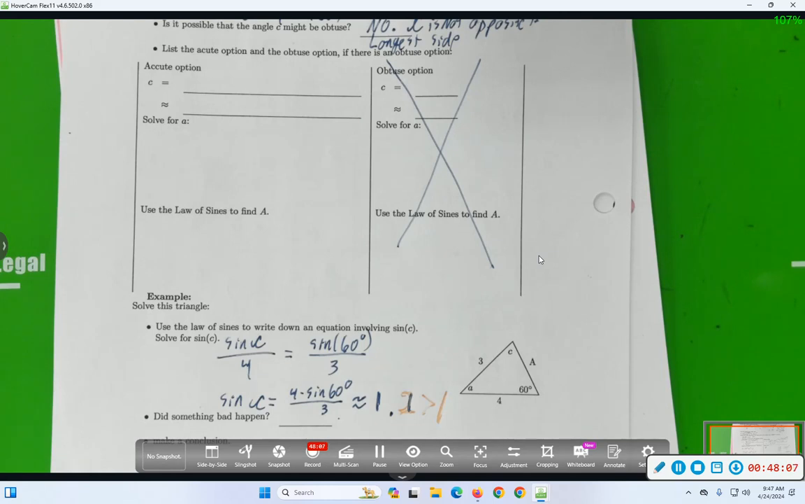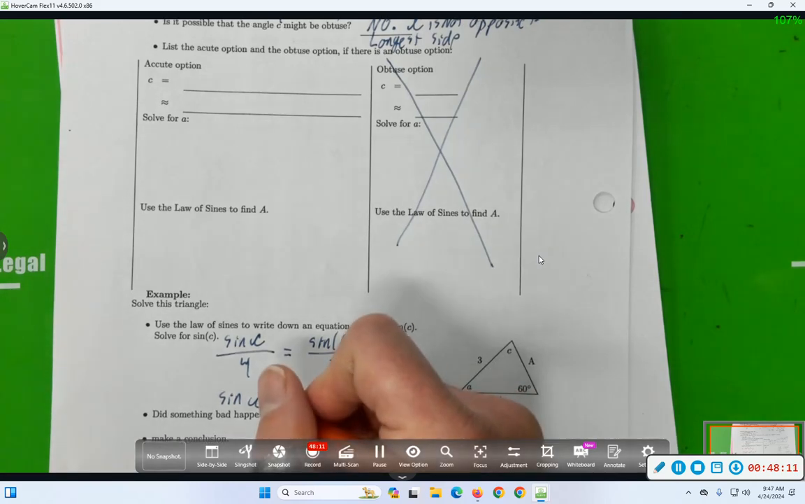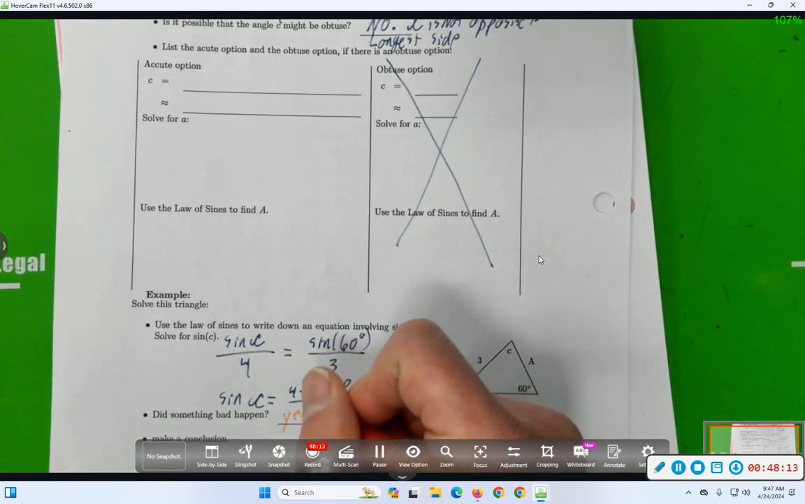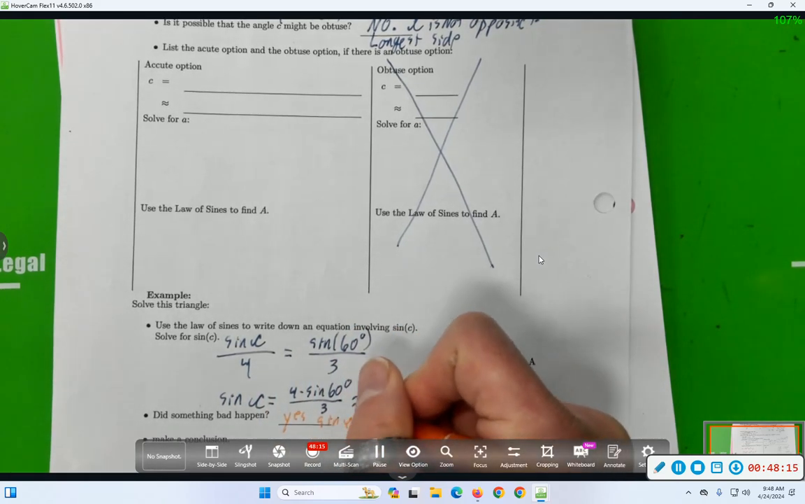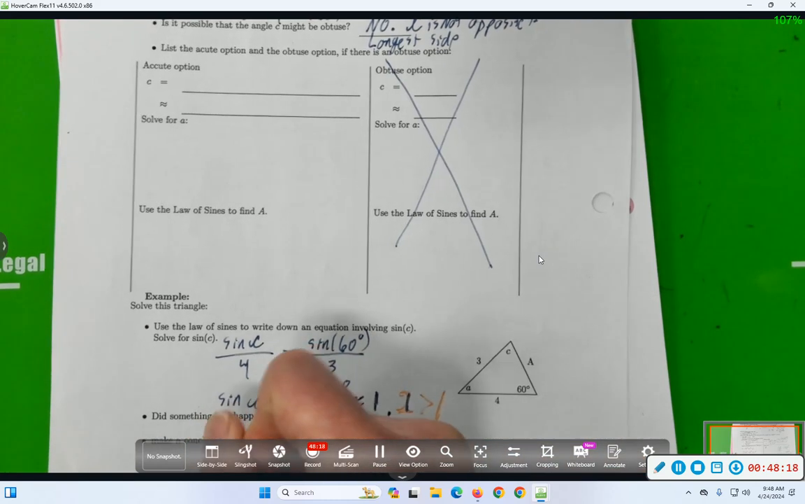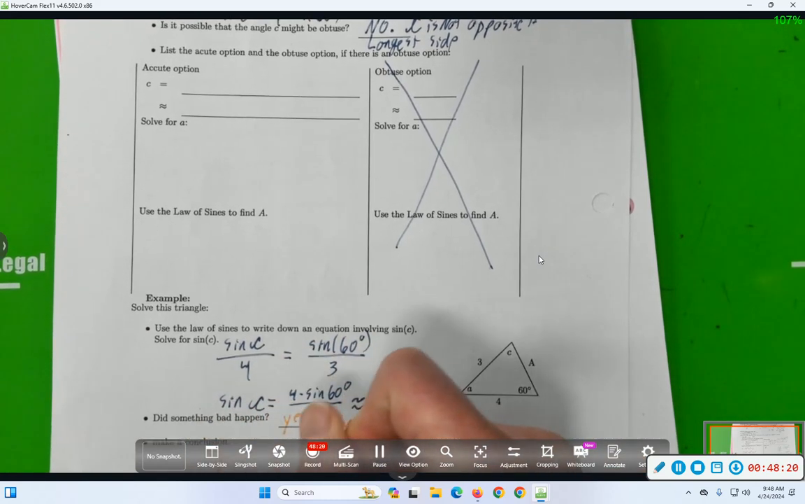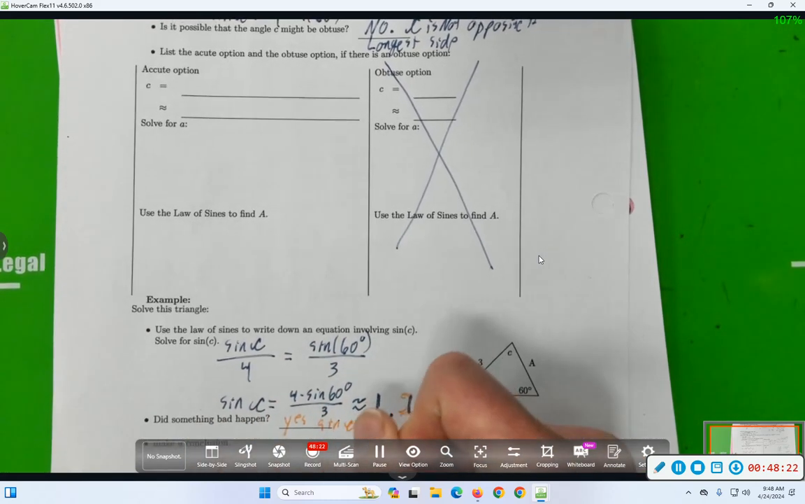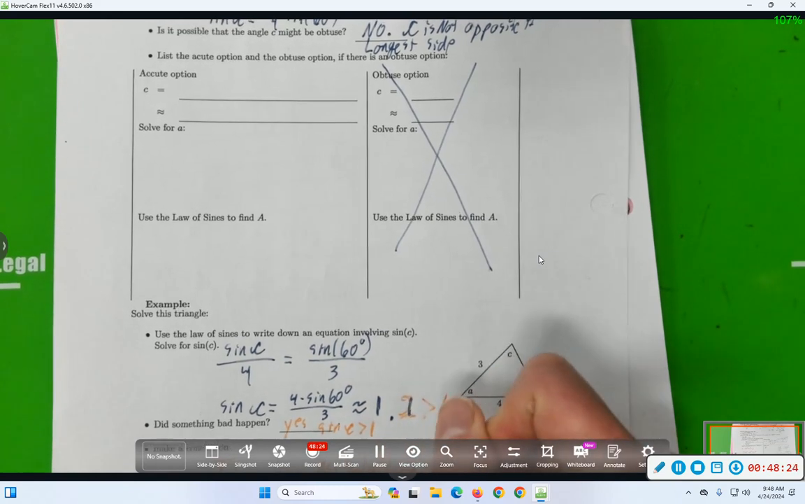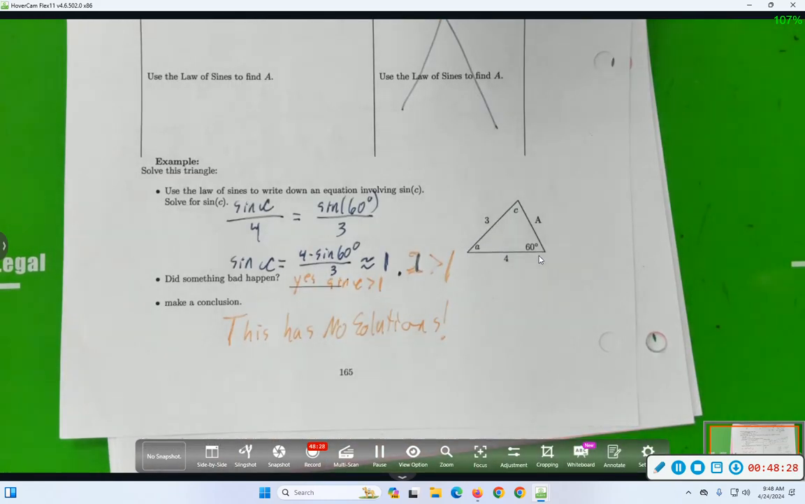So, are there any solutions to this problem? So I guess did something bad happen? Yes. Sine of c is bigger than 1. This has no solutions. Can you explain again why something bad happened, or why it has no solutions?